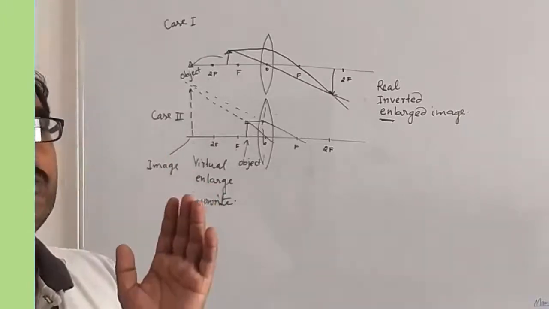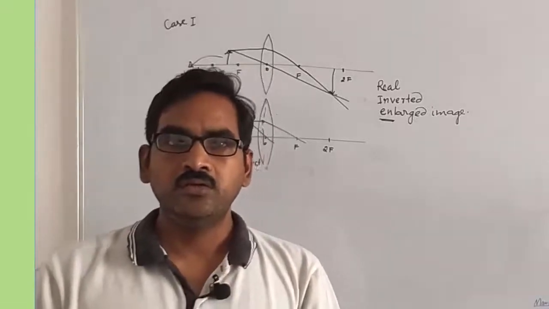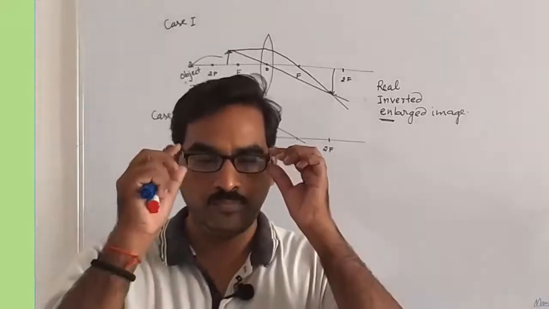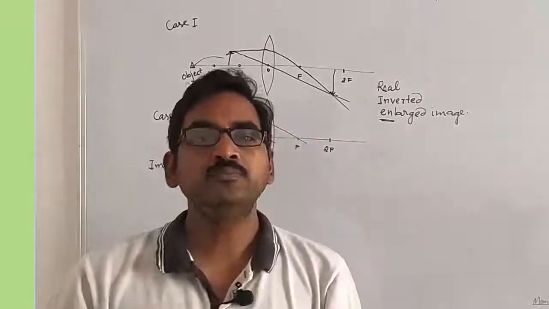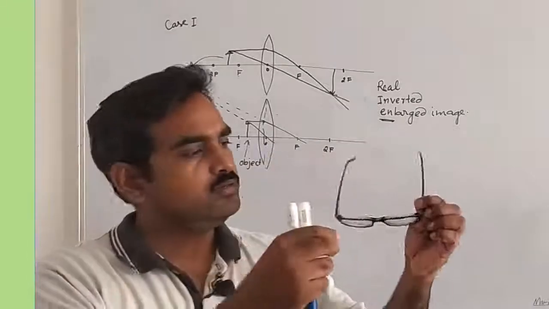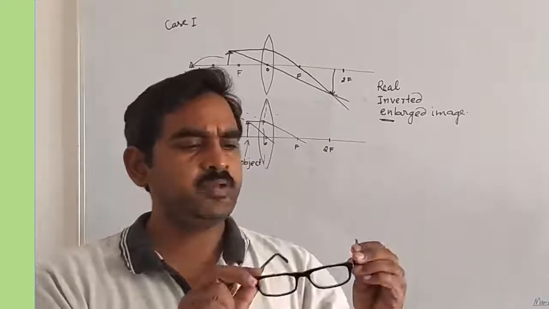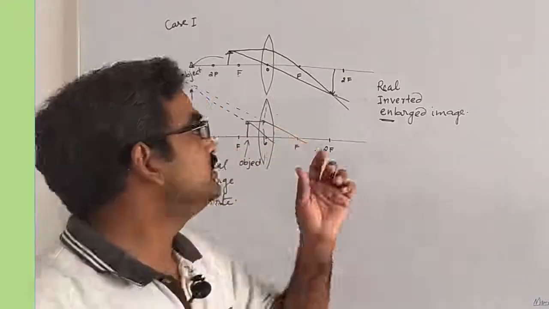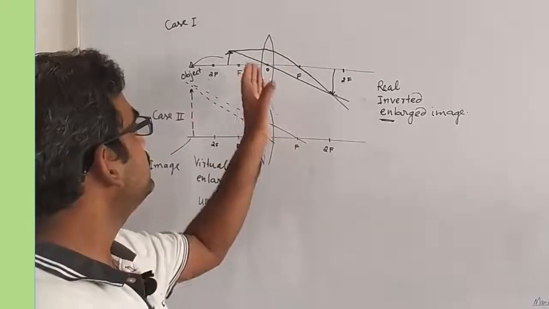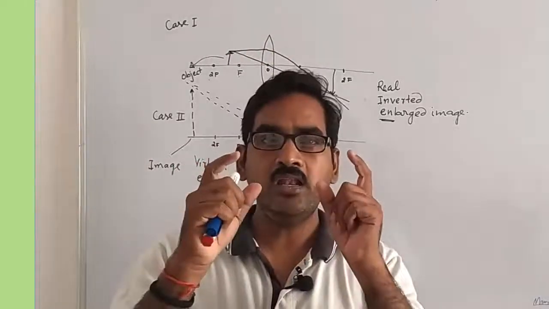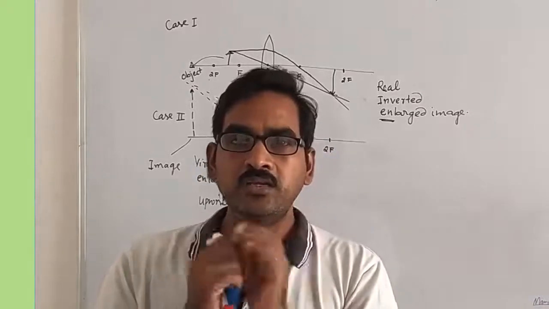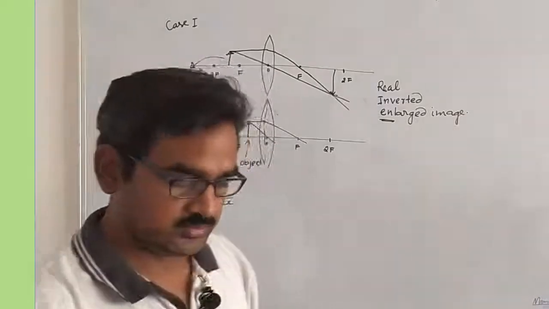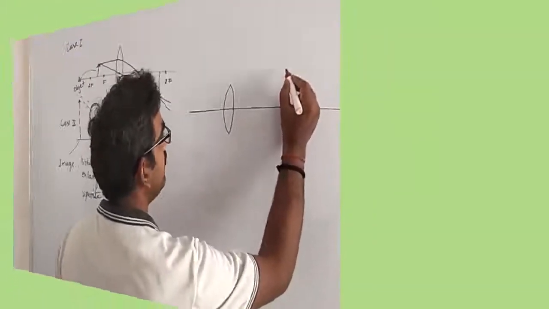Zacharias Janssen was an optician. He was working with his father in a spectacle shop, making spectacles. While screwing, because these specs have very small screws, they needed further magnification. They were not satisfied with a single lens. So what they did, they used a combination of two lenses.